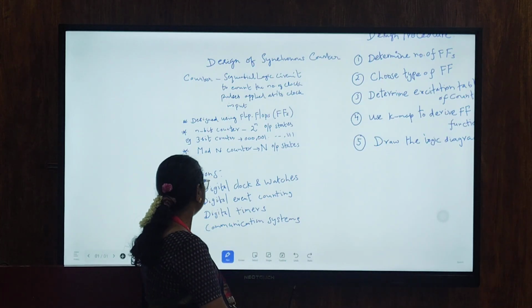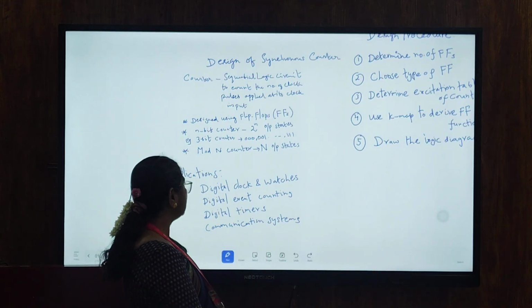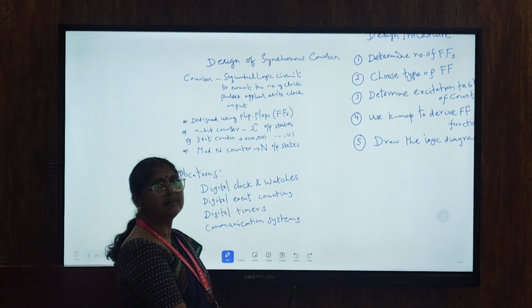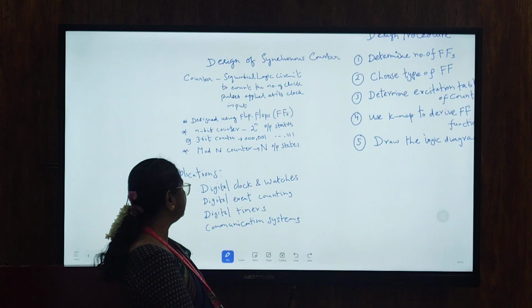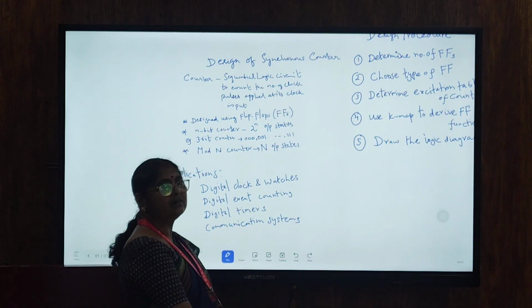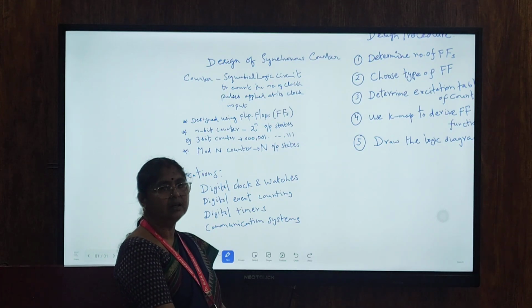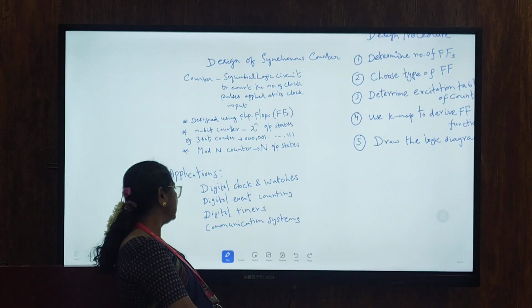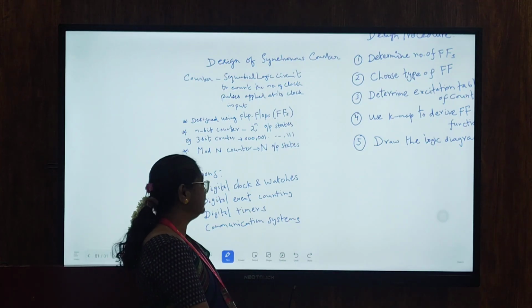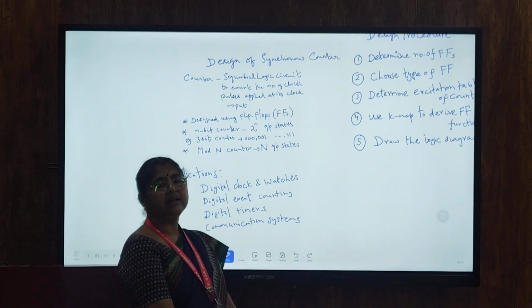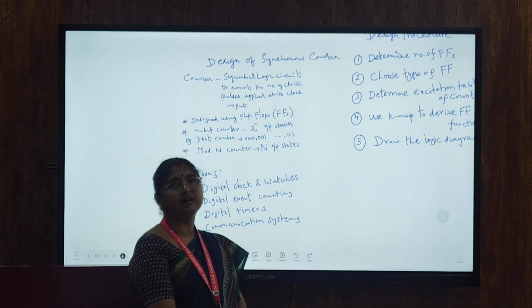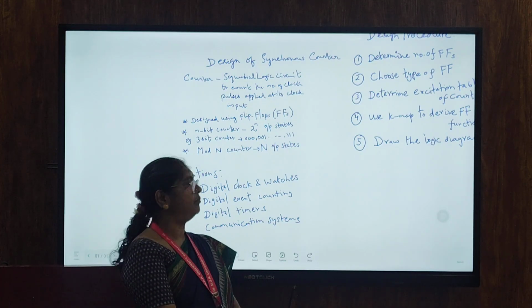Then coming to the applications of counters, digital counters are mainly used in digital clocks and watches. They are also used for digital event counting, and as a digital timer. In digital communications, we use counters for providing timings and also to count the number of clock pulses. So it is a very important digital logic circuit which has wide applications.